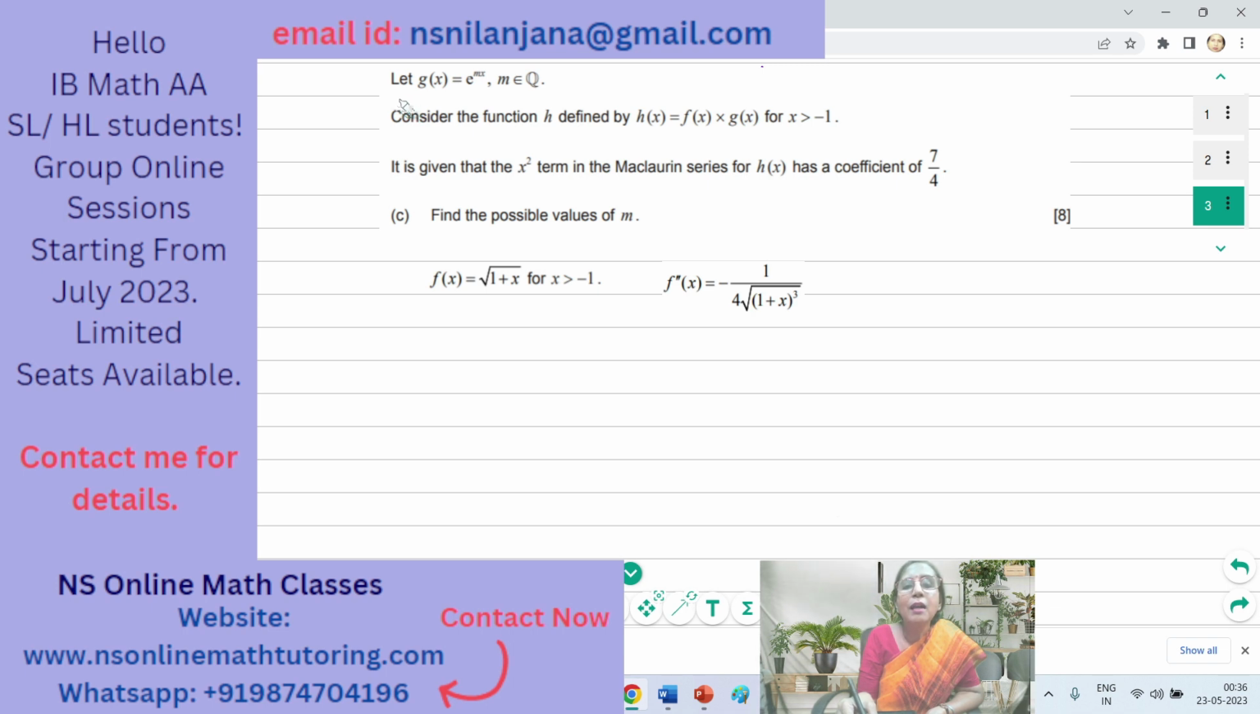It starts with let g of x be equal to e to the power of m times x, where m is a rational number. Consider the function h defined by h of x equal to f of x times g of x for x greater than negative 1. It is given that the x squared term in the Maclaurin series for h of x has a coefficient of 7 over 4. The question is find the possible values of m and it contains 8 marks.